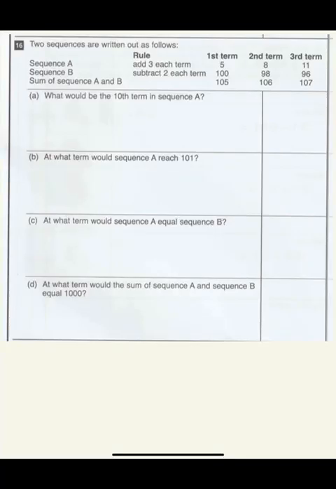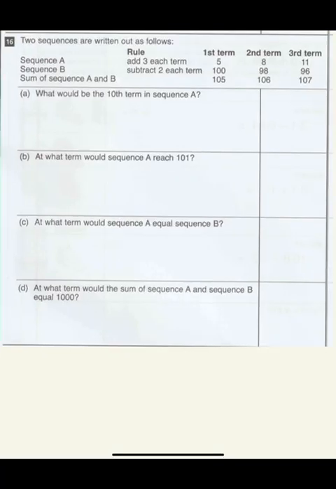Let's try these CSSE 11 plus past paper questions. Two sequences are written out as follows. Sequence A, add 3 each time: 5 plus 3 is 8, 8 plus 3 is 11. Sequence B, subtract 2 each term: 100 minus 2 is 98, minus 2 is 96. Sum of sequence A and B, when you add them together: 105, 106 and 107.